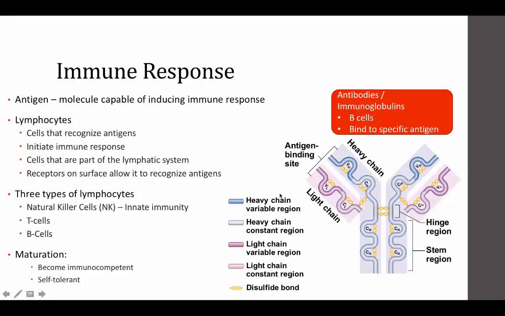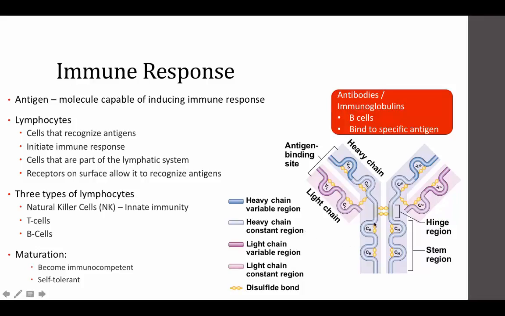These are what are on the exterior of these B cells to recognize the antigens. So they bind to a specific antigen. They target a specific antigen on a pathogen to initiate that immune response. They have antigen binding sites, and they're made up of a common structure. They have 4 protein chains.